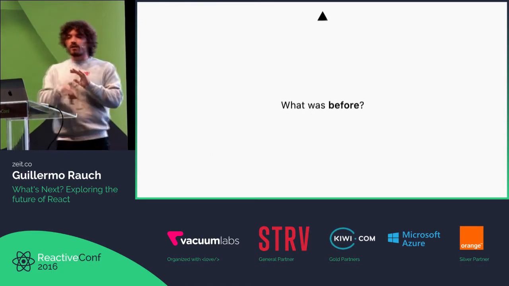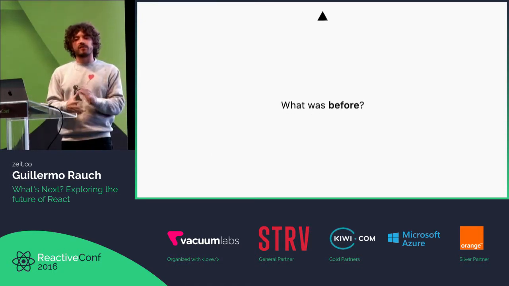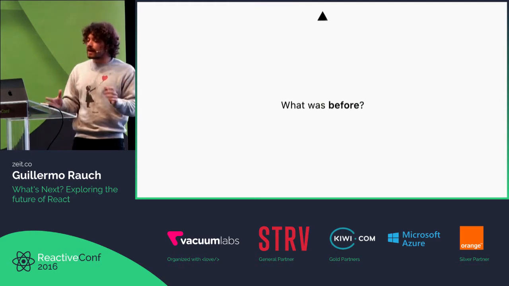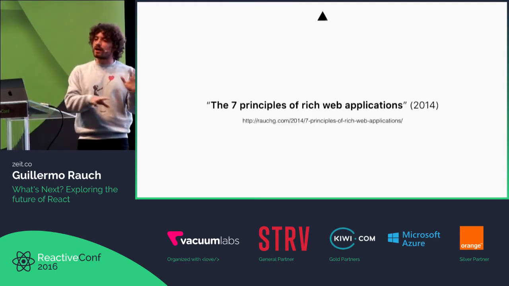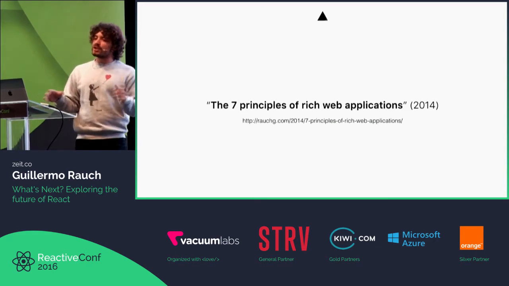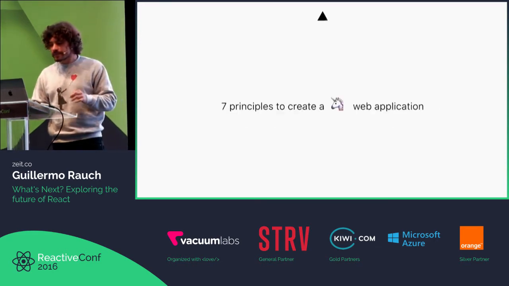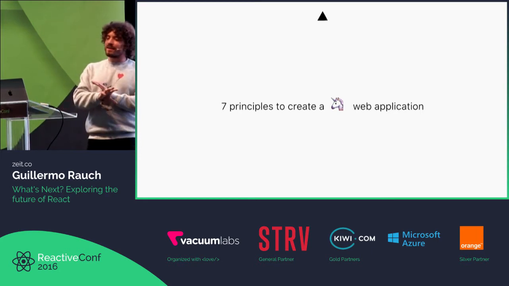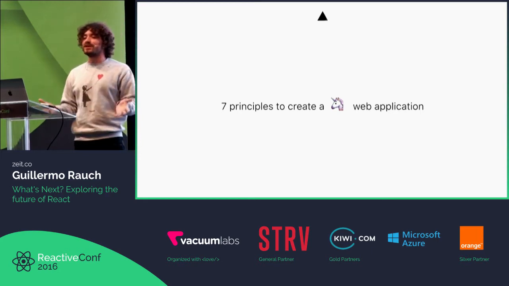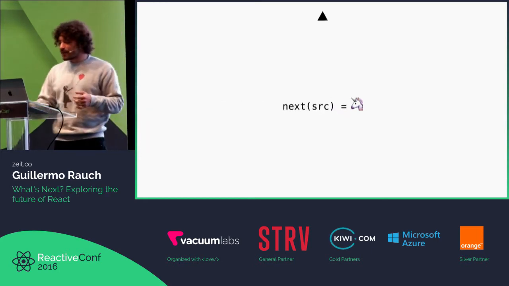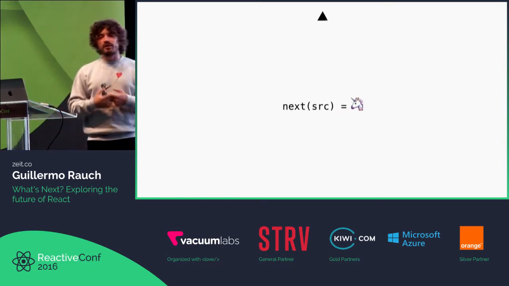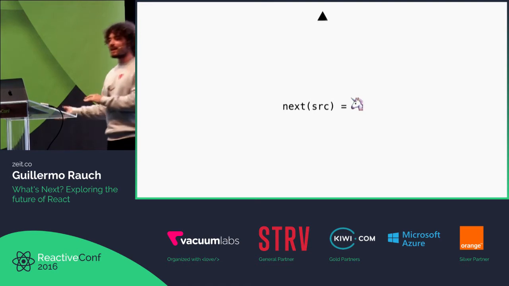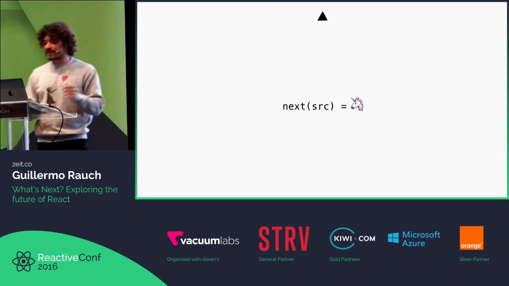So before I go into how we came up with this set of constraints and designs, I'm going to talk about what inspired this. In 2014, I wrote this essay called The 7 Principles of Rich Web Applications. And in the end, I mentioned that if you follow these 7 principles, you would have built a unicorn. So you can think of Next as our approach to taking your source code and outputting a unicorn. And this is basically what it does.